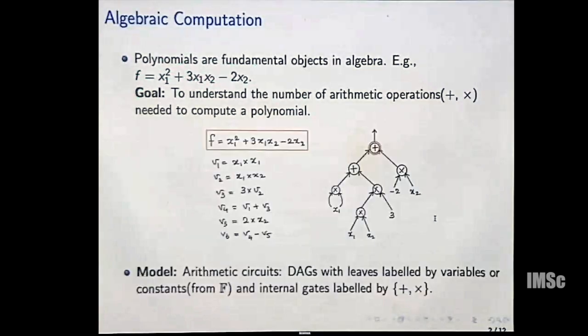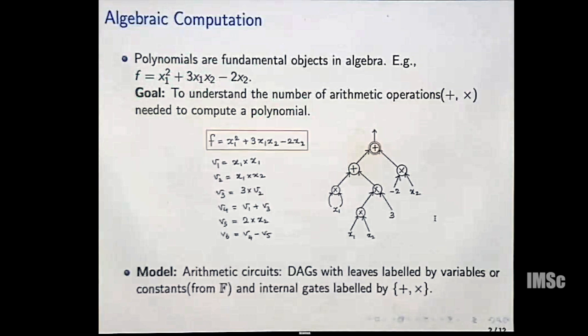So if you were a programmer or a computer scientist and you were asked to write a program to do this, you would probably write a sequence of instructions like this, right? So that is a straight line program. It has a sequence of instructions. The first instruction squares x1, the second instruction does x1 x2, the third instruction does 3 times the second instruction and so on. And the last instruction actually computes this polynomial.